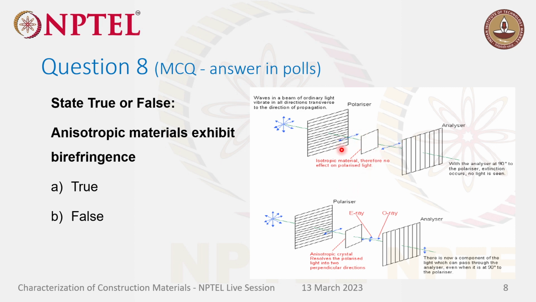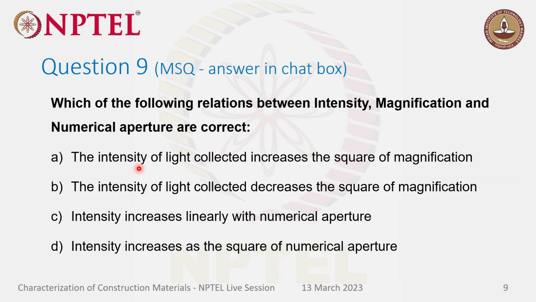In another case, if it comes from the polarizer and it's an anisotropic crystal, it resolves the polarized beam into two perpendicular directions. So there will be birefringence of the beam passed from the polarizer. A particular beam is removed by the analyzer, so still there will be one component. So anisotropic material is helpful for polarized light microscope. So anisotropic material exhibits birefringence. That is the point. So the correct answer is true and not false. Okay, I hope you guys got it right. So now let's go to question number 9.